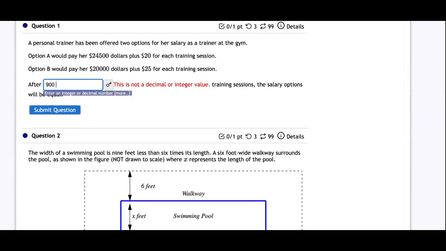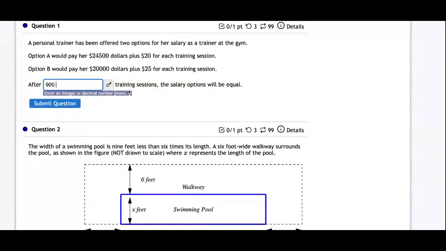So after 900 training sessions, the salary options, not after, it should be at 900 training sessions, the salary options would be equal. Because afterwards, at 901 they will be different. So this is not after, this should be at 900 training sessions, the salary options are equal.